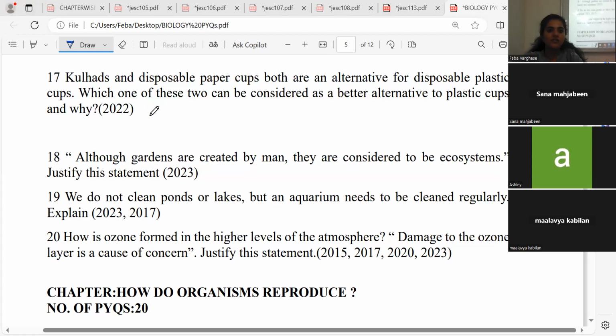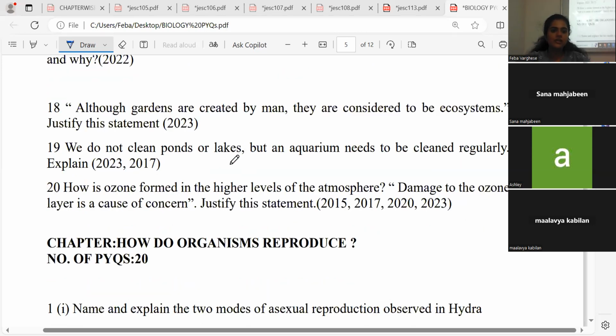Okay, now about the Kulharts and this, yes, we already said about it. And then gardens are created by man, but the interaction is happening, right? There is an interaction happening. That means the inorganic components and organic components are interacting with each other. Okay, that's the reason why you consider it to be an ecosystem.